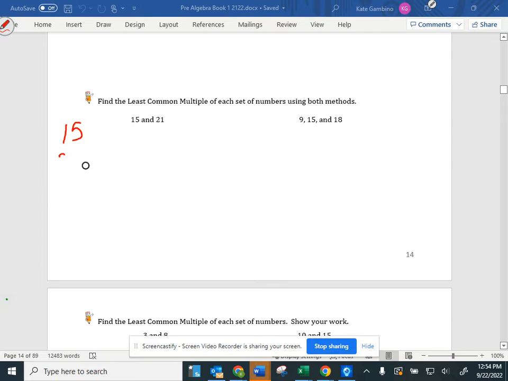First way is I'm going to list their multiples, because we're going to do the LCM, least common multiple. Say it out loud. What are my multiples? All right, let's just start listing our multiples of 15. 15, 30, 45, 60, 75, 90, 105, and we're going to stop at 120.